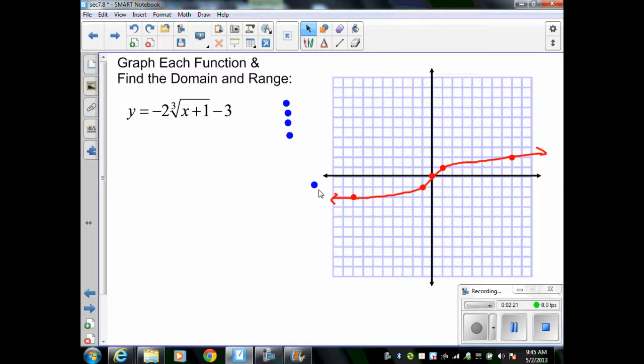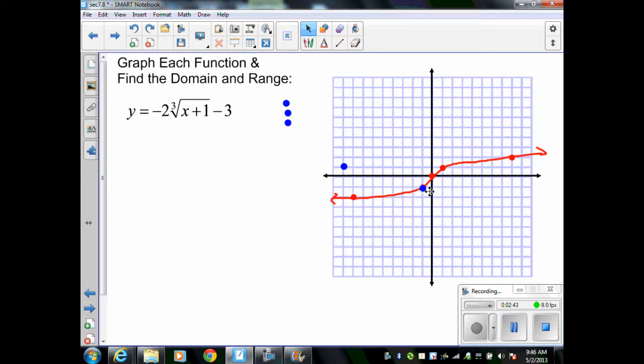I am at an x value of negative 8. I need to move that to the left 1. The output at negative 8 is negative 2. A negative 2 times a negative 2 is 4. 1, 2, 3, 4. At 4, then I subtract 3. 1, 2, 3. Let's do that again.